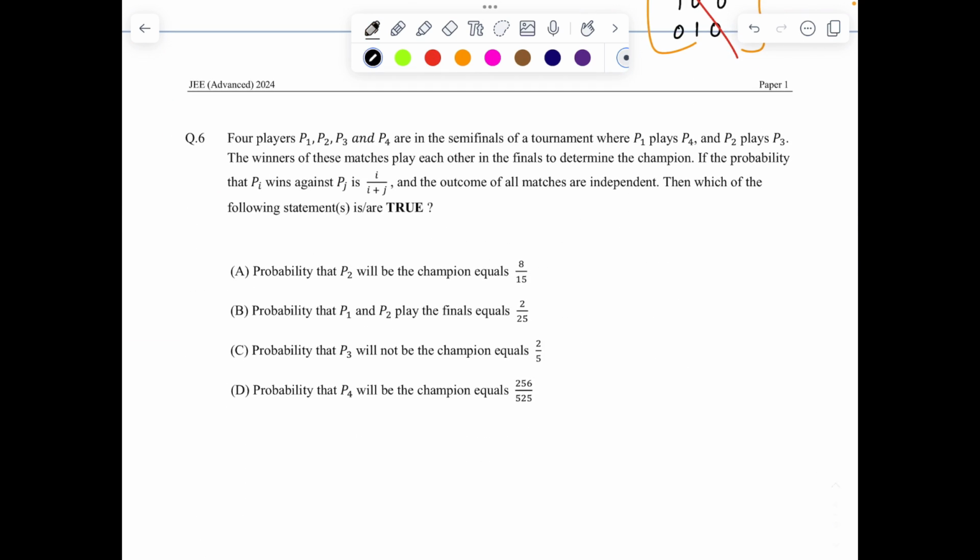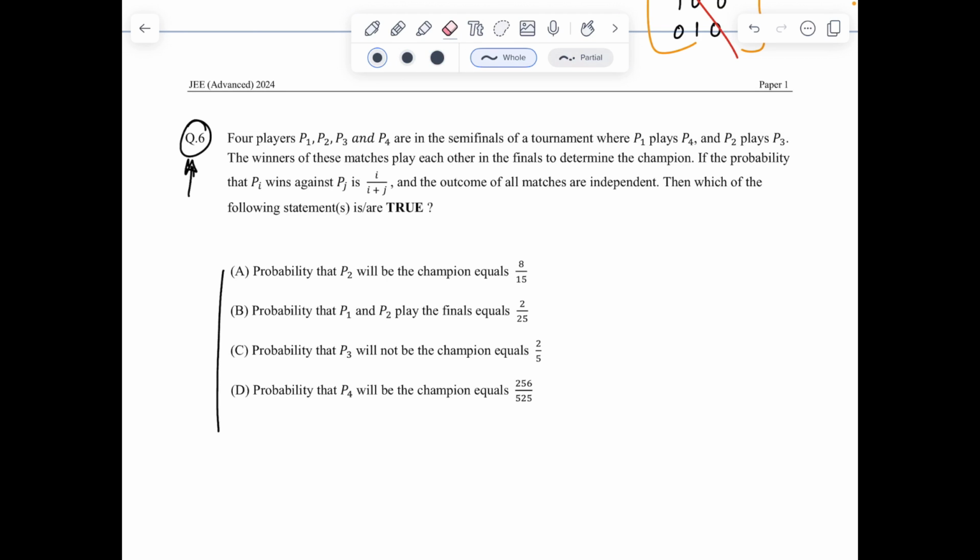Now we can go to the 6th problem. 4 players are in semi-finals. So here you can clearly see again it's less of probability. P2 will be the champion. So if you are very confident, you do it. Otherwise you can do it at the last, because here just case making has to be there. Maybe some probability into something. So 2 or 3 cases we have to add.